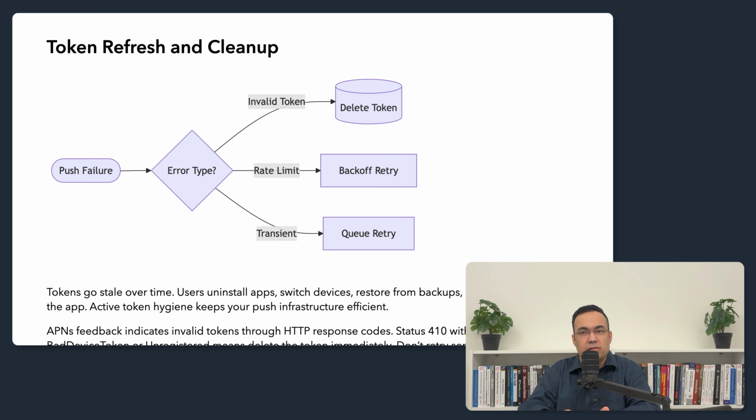FCM provides similar signals. Error codes, for example, invalid registration, mean the registration was never valid or became invalid. Not registered means the app was uninstalled. All these should result in immediate registration removal. Success doesn't mean the user saw the notification, only that the provider accepted it.